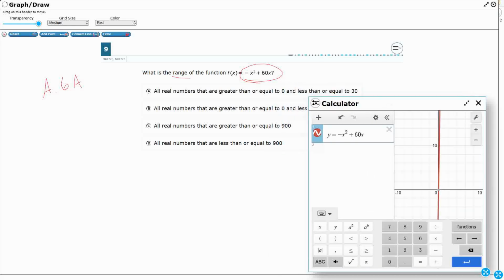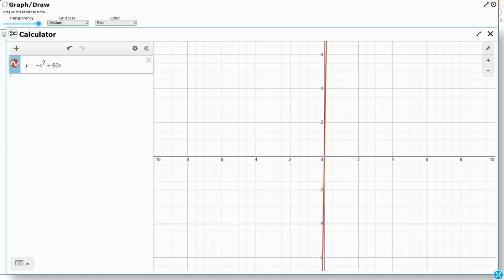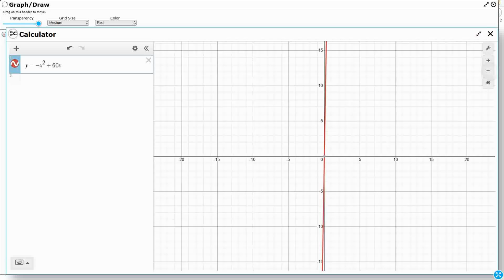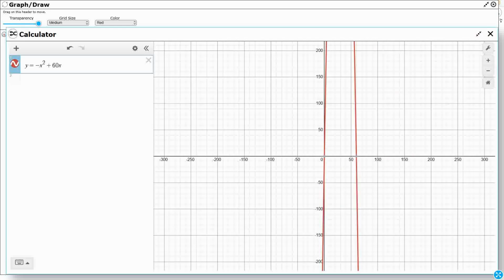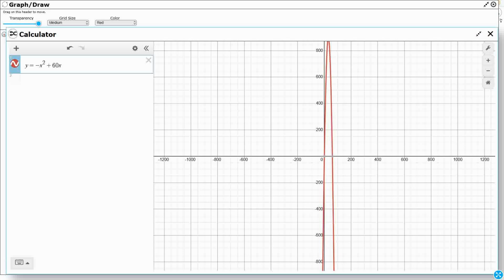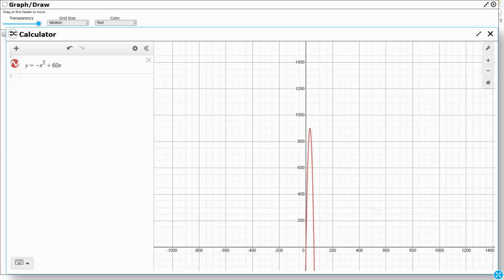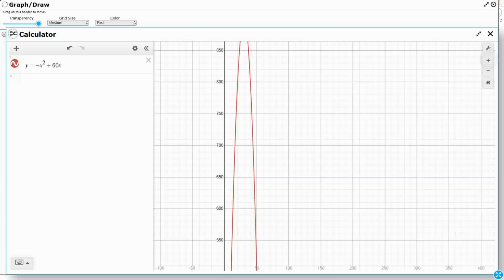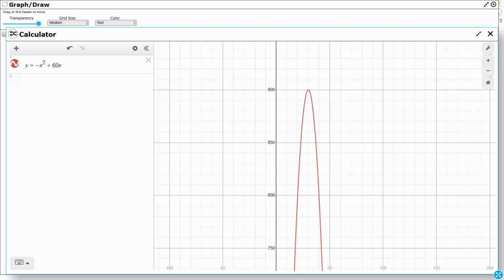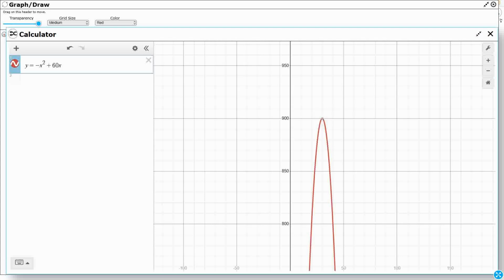I'm looking for the range, right? So the range is the values of y. Those are the output values or the dependent values. And I'm still off the screen. So there we go. Okay, so it's way up there. So I'm looking for this maximum value, and it's going to be a nice, clean 900. All right, so my y value is 900.